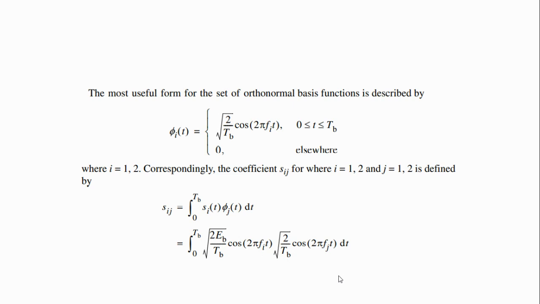The most useful form of the set of orthonormal functions is given as phi i of t equals square root of 2 divided by Tb times cos 2 pi Fi of t, for 0 less than or equal to t less than or equal to Tb, where i equals 1, 2. The coefficient Sij is the integral from 0 to Tb of Si of t times phi j of t dt. Here, the integral from 0 to Tb of square root of 2 Eb by Tb cos 2 pi Fi of t times square root of 2 divided by Tb cos 2 pi Fj of t.